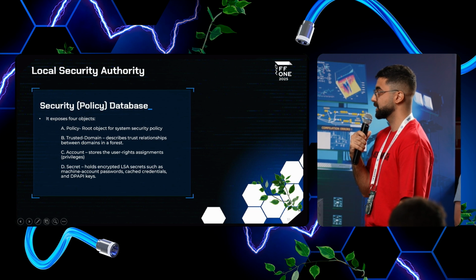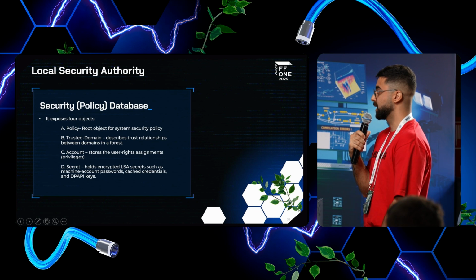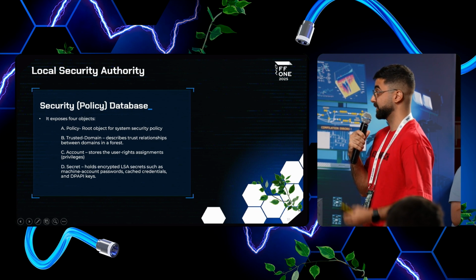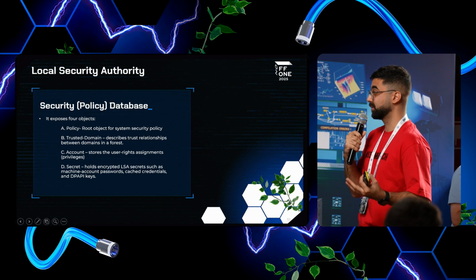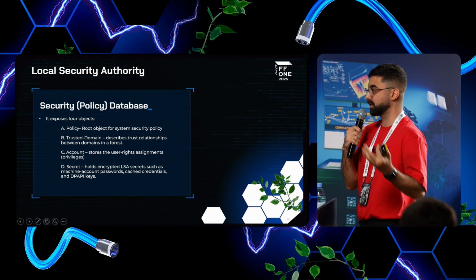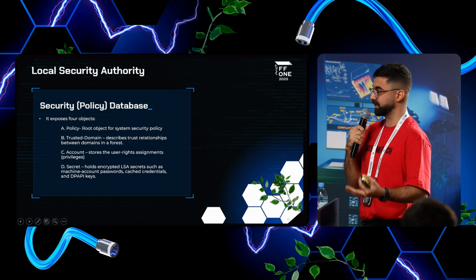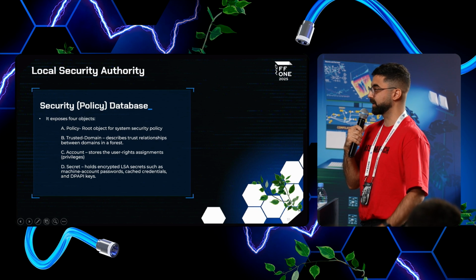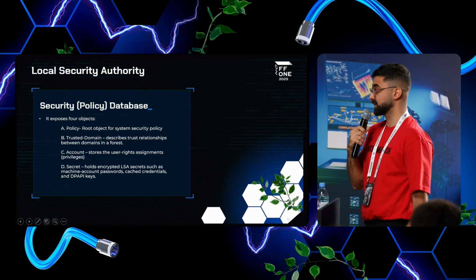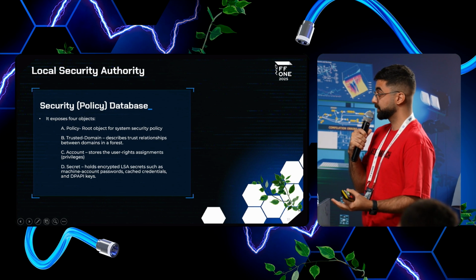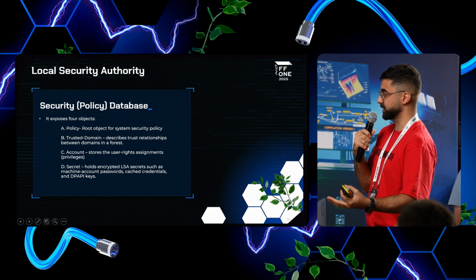The first one is the policies, which represent the whole policy in the system. Trusted domain: in the old days, the trusted domain was saved here, but now, after you upgrade to a domain controller on Active Directory, the trusted domain will be saved inside ntds.dit. And you have account, which represents the privileges of the accounts.